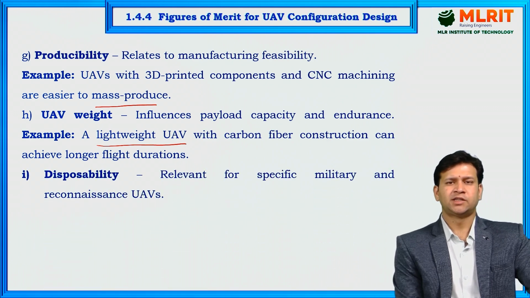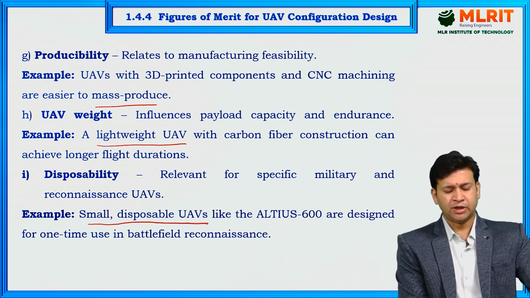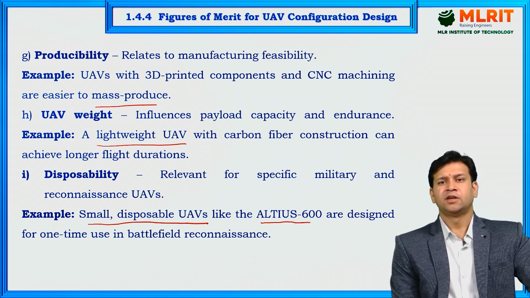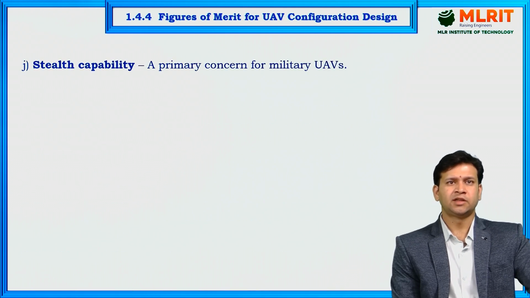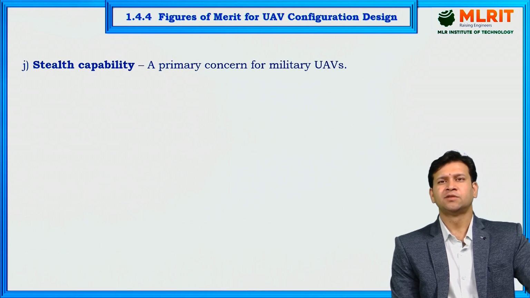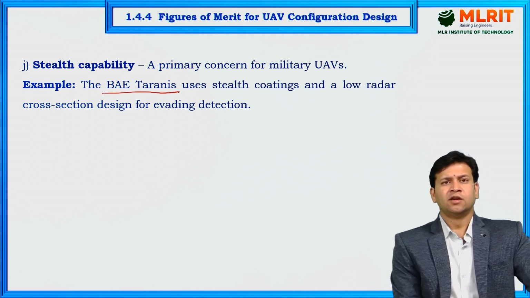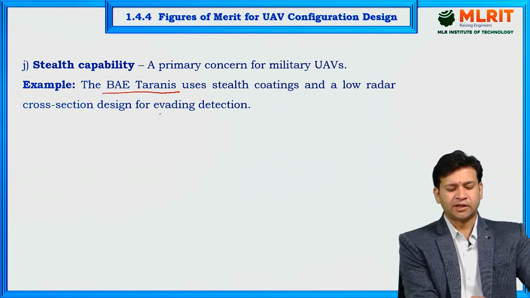Disposability. It's relevant for specific military and reconnaissance UAVs. For example, small disposable UAVs like the ALTIUS 600 are designed for one-time use in battlefield reconnaissance. Stealth capability, a primary concern for military UAVs. The BAE Taranis used stealth coatings and a low radar cross-section design for evading detection.